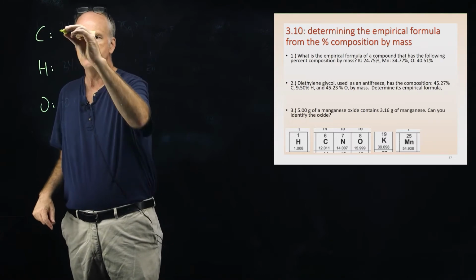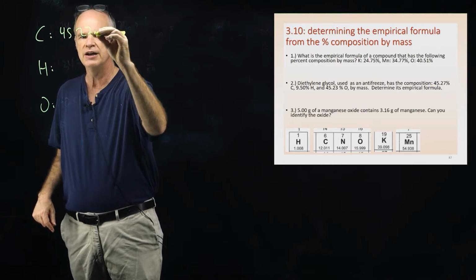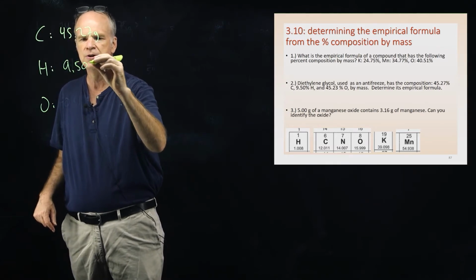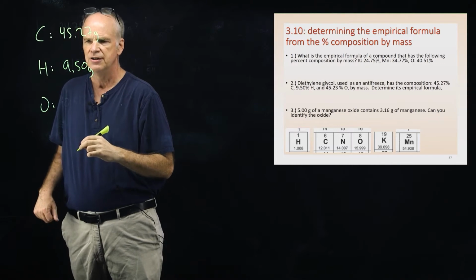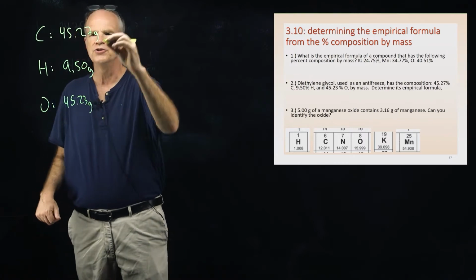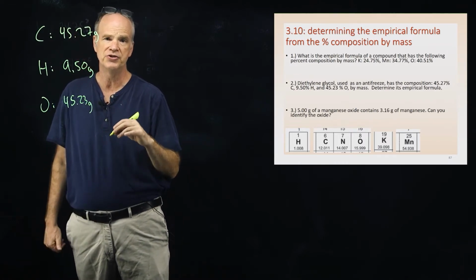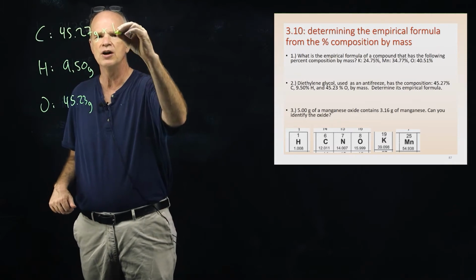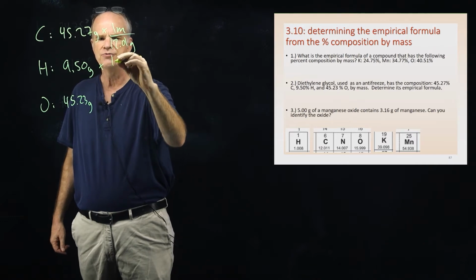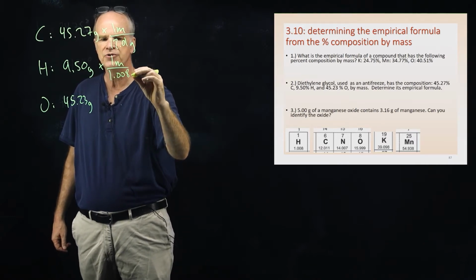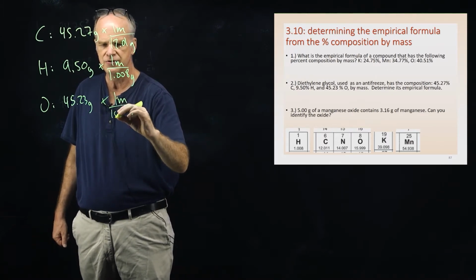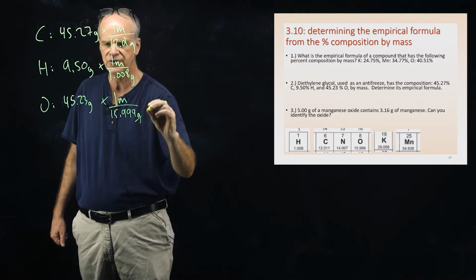So carbon is 45.27 grams. Hydrogen is going to be 9.50 grams. And then oxygen is going to be 45.23 grams. Okay, so you know by now that the first thing you want to do is get this into moles for each of these elements. So it's times 1 mole over the molar mass of elemental carbon, which is 12.01 grams. Hydrogen is 1 mole over 1.008 grams. That's the molar mass of hydrogen atoms. Oxygen atoms, 15.999 grams.